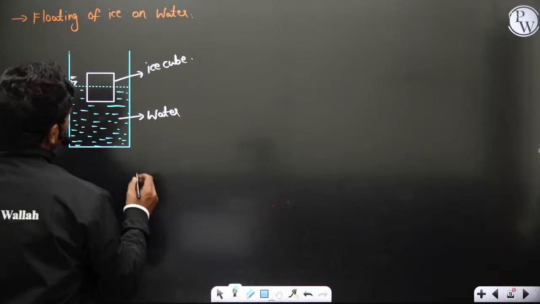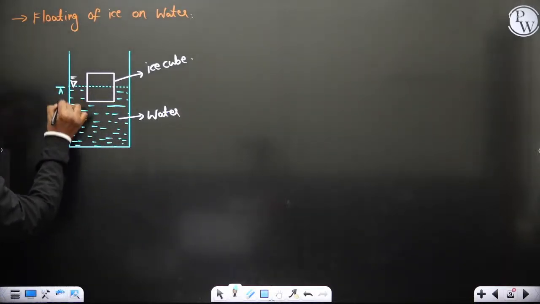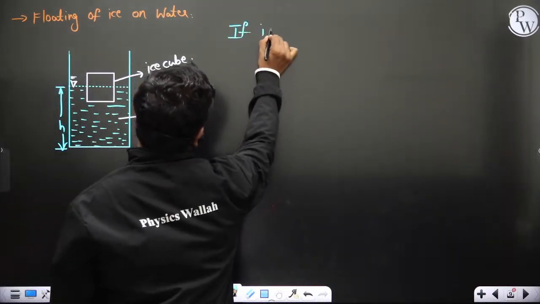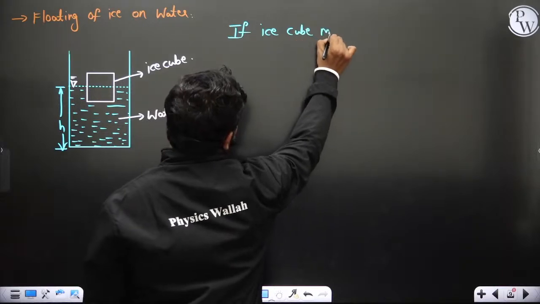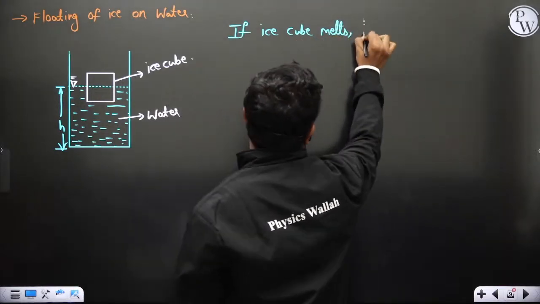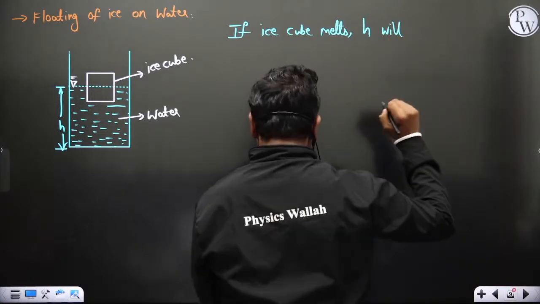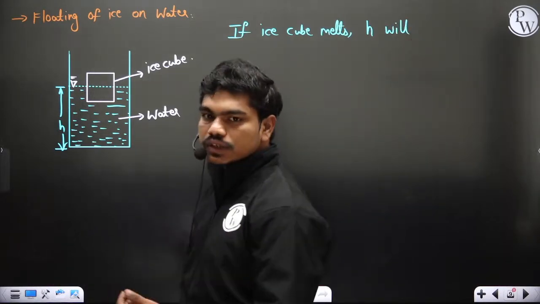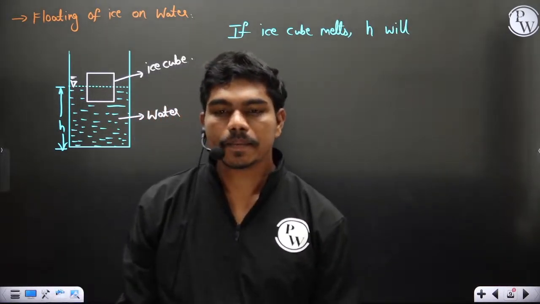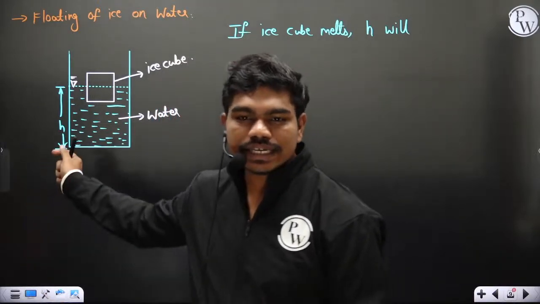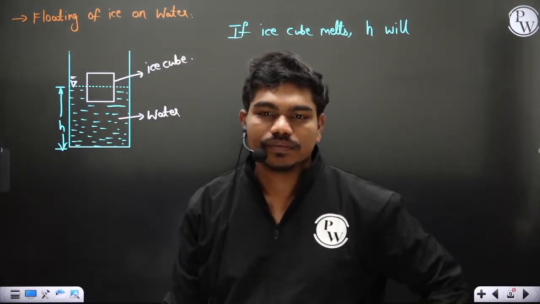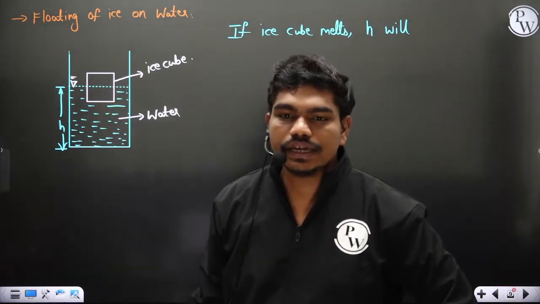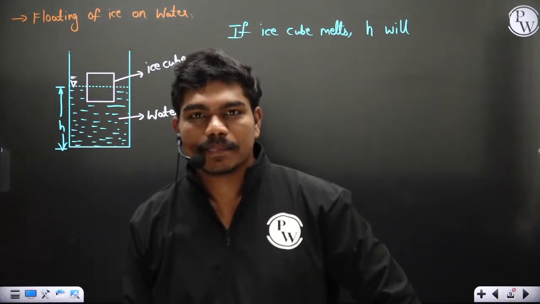Now, let us suppose this level is initially h. Now if the ice cube melts, what happens to h? Do you think h will increase or decrease, or something else happens? What do you think here? Let us suppose this ice cube got melted, then what happens? H will increase or decrease? It remains same.